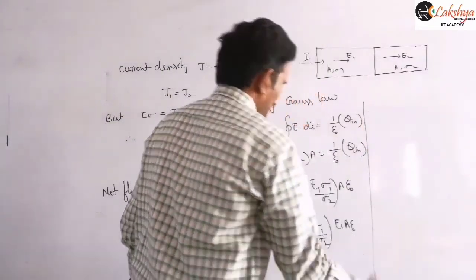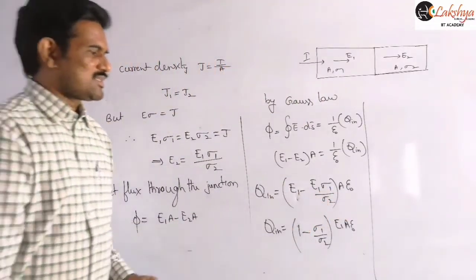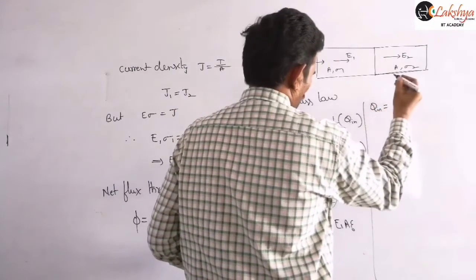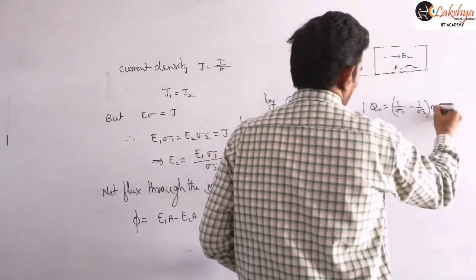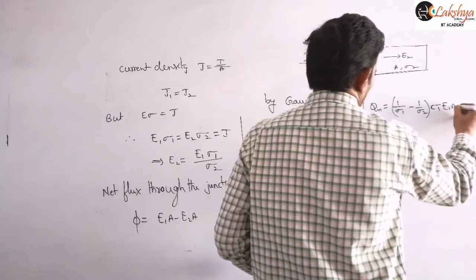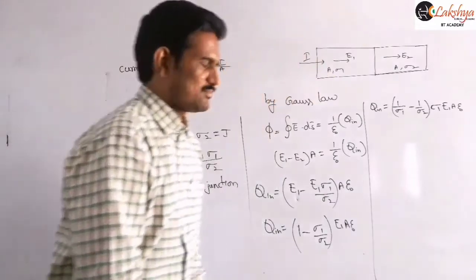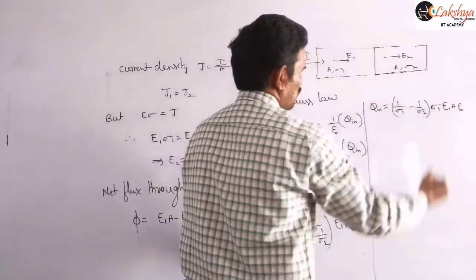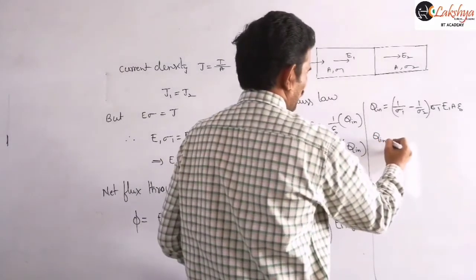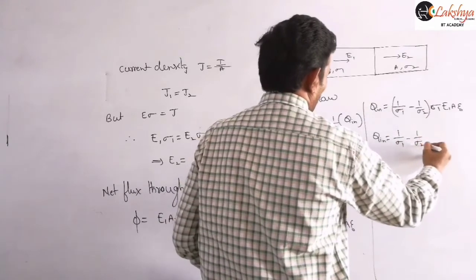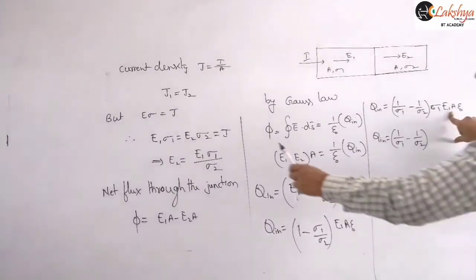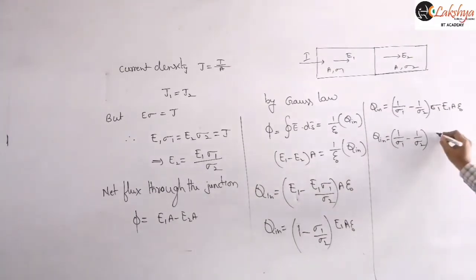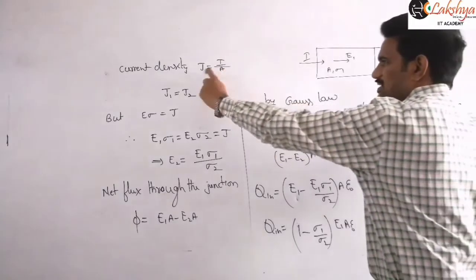Next, what we can do is take sigma common here. Q is equal to (1 by sigma 1 minus 1 by sigma 2) into sigma 1 into E1 into A into epsilon naught. Got it? From this expression I am taking sigma common, and so I can write Q enclosed as (1 by sigma 1 minus 1 by sigma 2) into sigma 1 E1, and you can observe that sigma 1 E1 is nothing but J, the current density. So I can write this as J into A into epsilon naught. Got it?